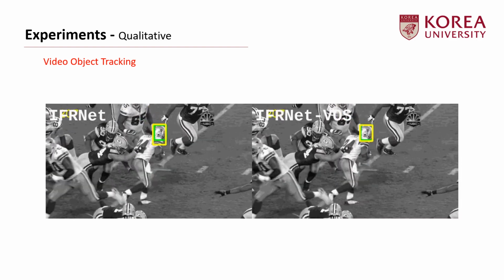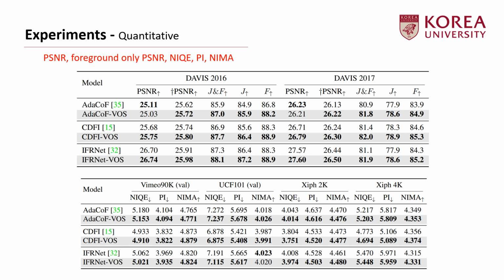Next, we present results comparing our method in video object tracking. Finally, here are some quantitative results. Despite similar PSNR values, our method significantly improves the PSNR performance for the foreground, and the VOS performance also improves. In video frame interpolation datasets, models applying our method demonstrate better perceptual quality.